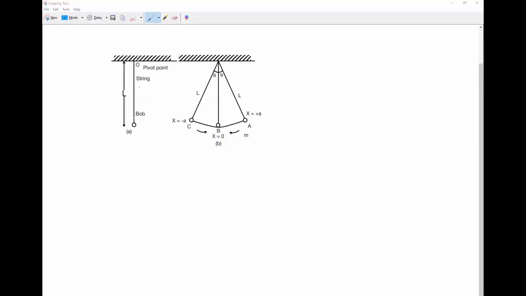For that, let us take one pendulum. We all know that in a pendulum, one end is attached to a rigid surface. Even yesterday I taught you. What is that point called? Everybody. We call it the pivot point. And there is a string having a length of L. What is the length of the string, everybody? String length L.